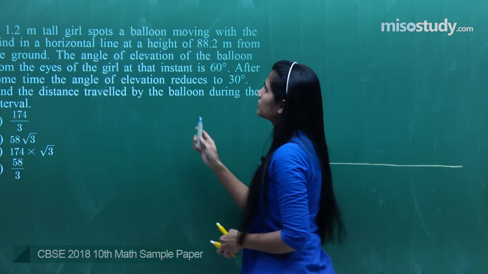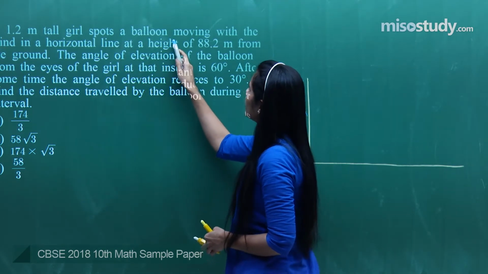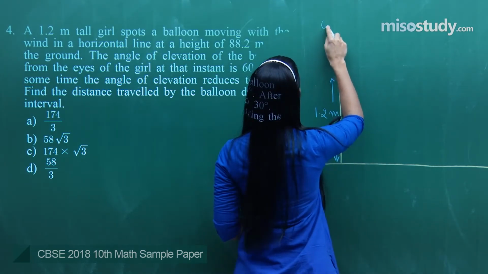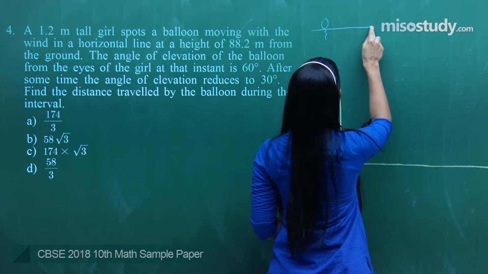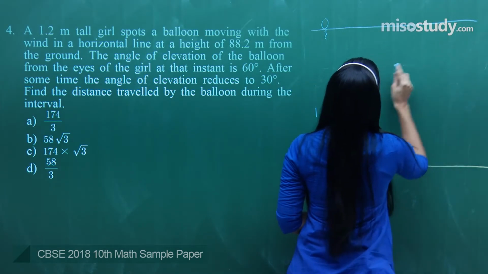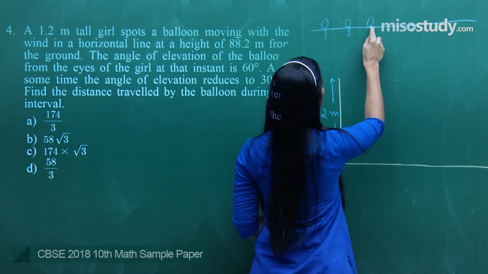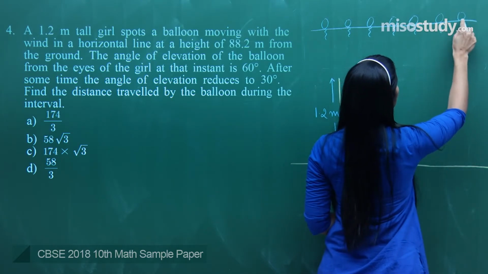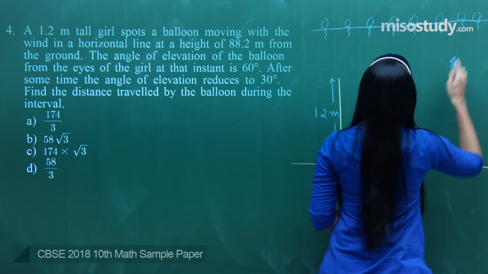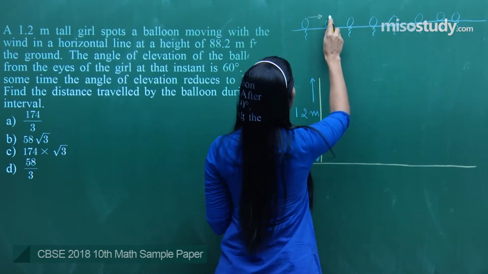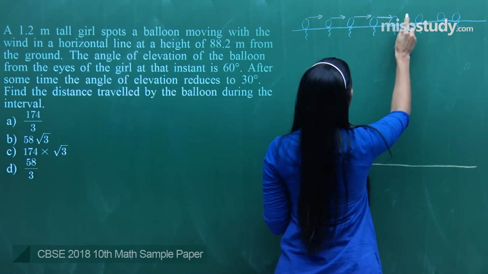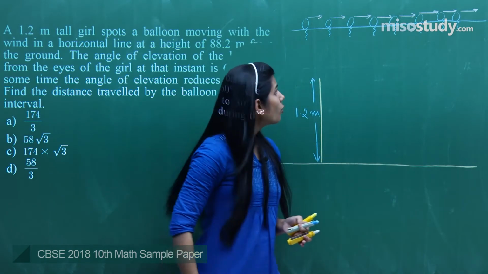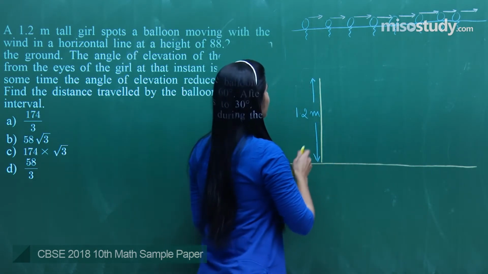Next, the girl spots a balloon moving with the wind in a horizontal line. So there is a balloon which is moving in a horizontal line with the wind. The same balloon is moving, it's not like so many balloons are there. The same balloon is moving with the wind in a horizontal line.